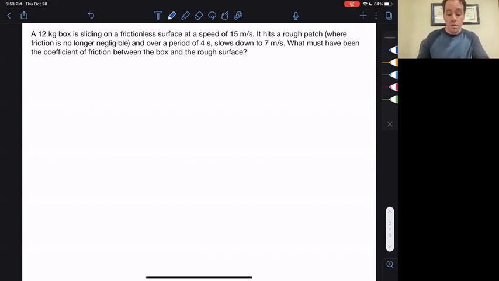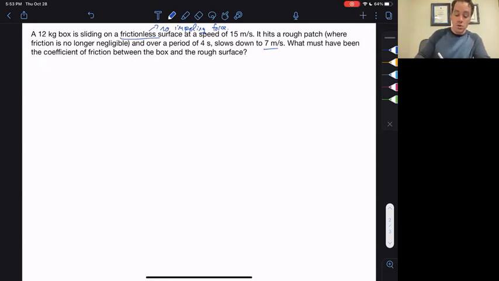A 12-kilogram box is sliding on a frictionless surface at a speed of 15 meters per second. Frictionless means no impeding force. No impeding force you should think of as meaning constant velocity, right? Zero acceleration. It hits a rough patch where friction is no longer negligible and over a period of 4 seconds slows down to 7 meters per second. What must have been the coefficient of friction between the box and the rough surface?